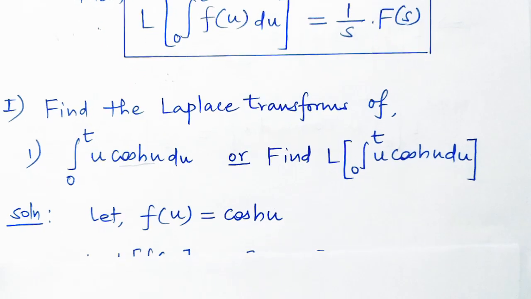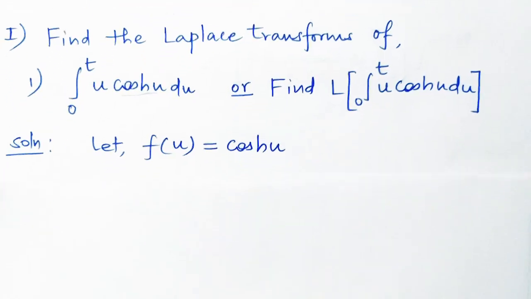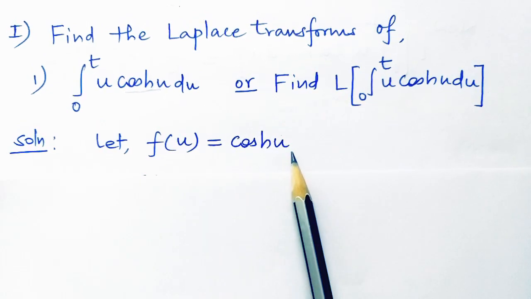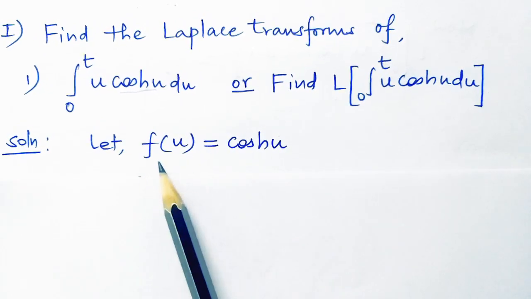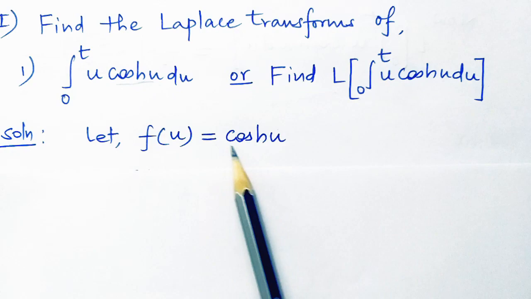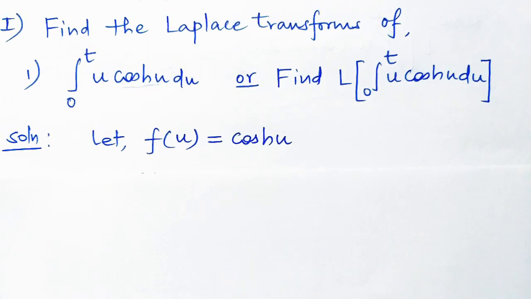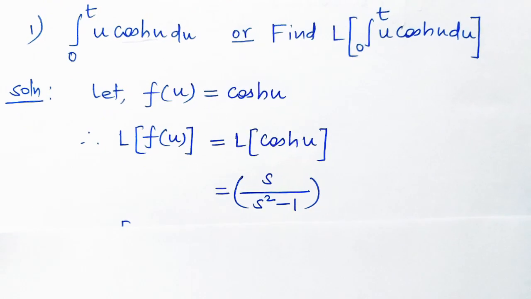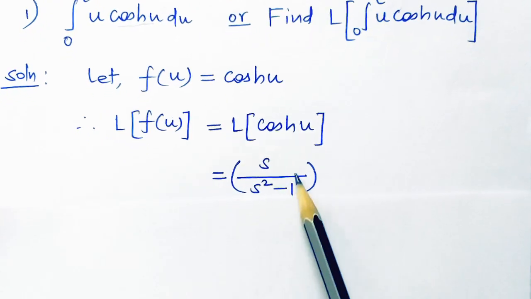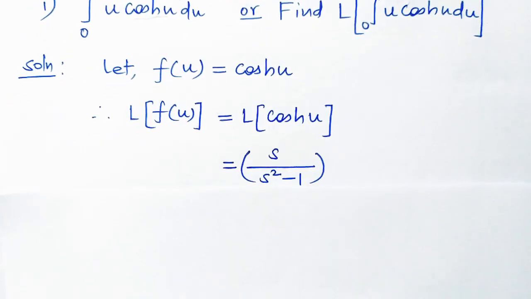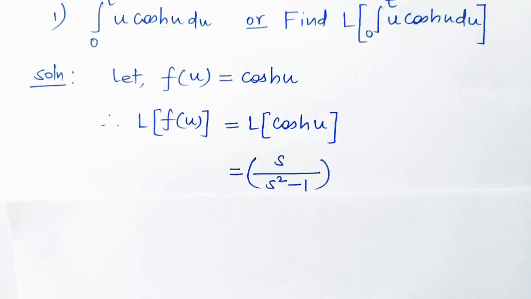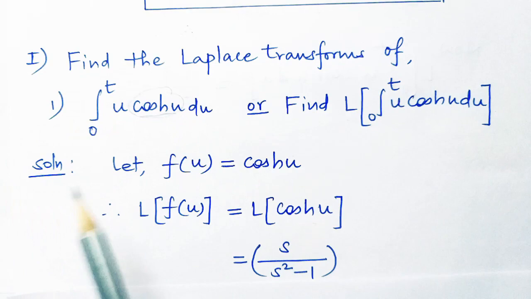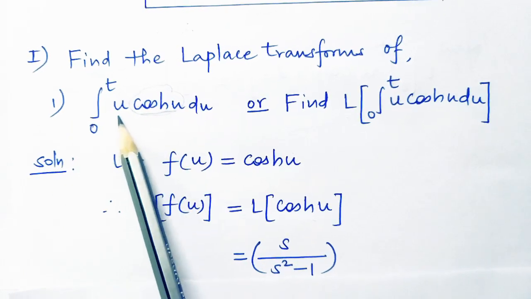Okay, so first we will start with the cosh of u. Here we have a function f of u as cosh of u. Let f of u equal cosh of u. Then we will find the Laplace transform, and the Laplace transform of cosh of u, we know, is s divided by s square minus 1, since it is a hyperbolic function. So we are done with cosh of u. Then we have the next function as u.